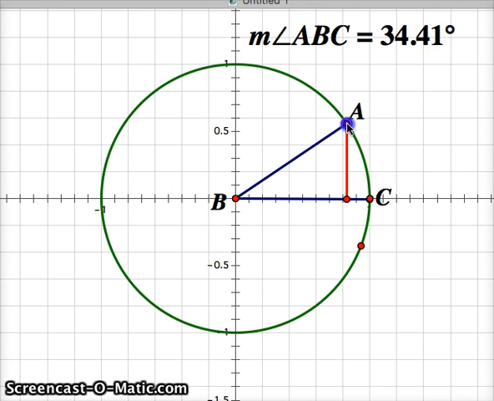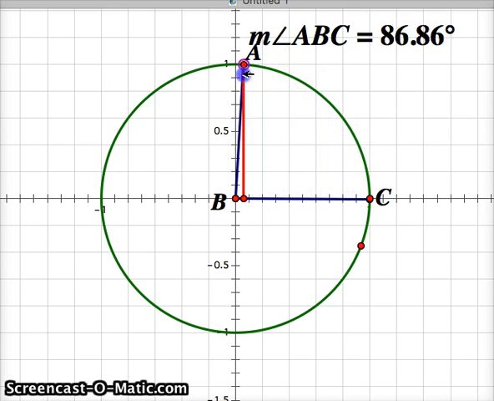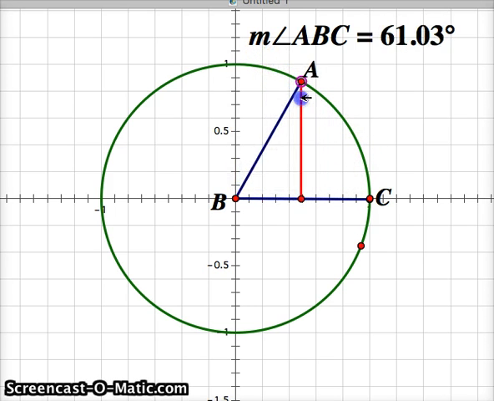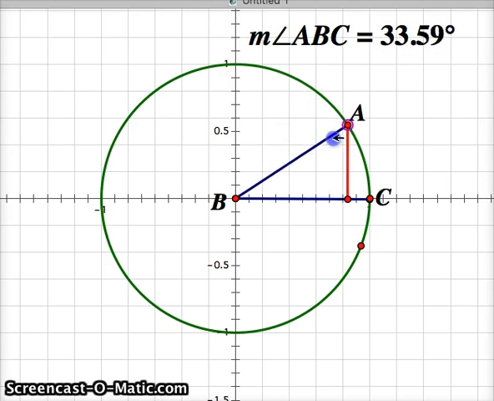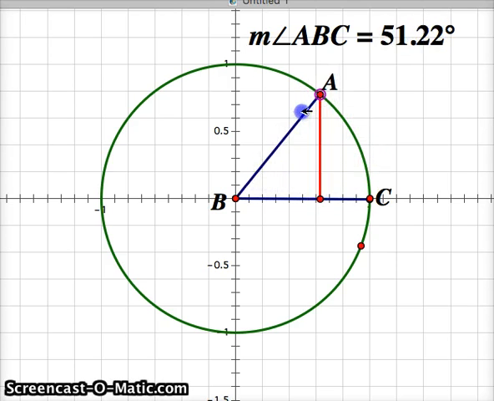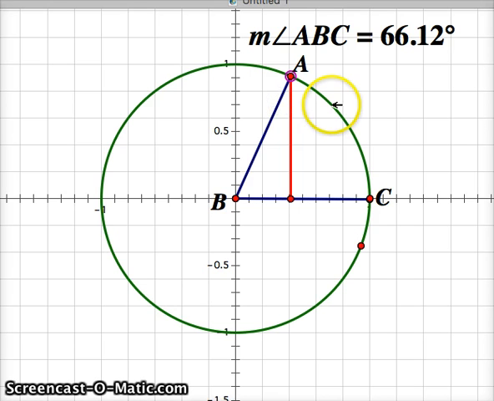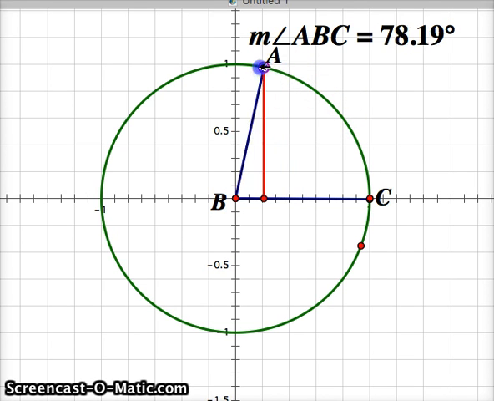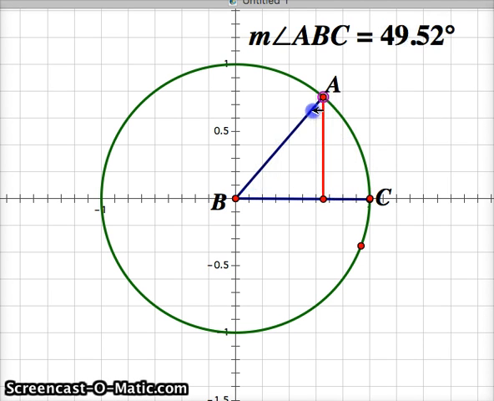Okay, so here's point A, and notice I'm dragging it down to a small angle. There's angle ABC, and right up here is a 90-degree angle, right? The red segment is describing the height, or the Y. It's getting the maximum right here, and then it's 0 right there. That makes sense?